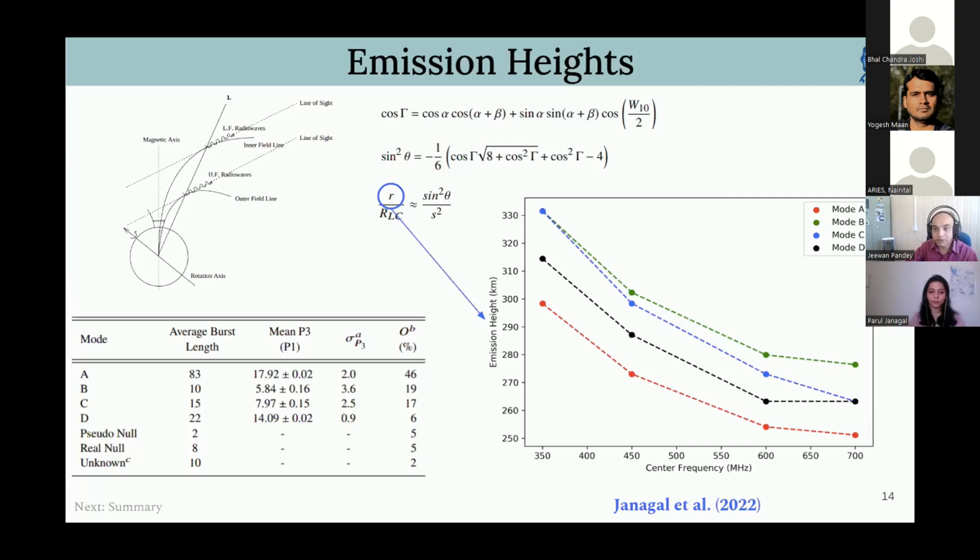Yeah. Thank you, Parul, for your nice talk. I'll move ahead with another talk from Pratik Tarafdar. He's from the Indian Institute of Mathematical Sciences. We'll be talking on the Indian Pulsar Timing Array 3.5-year data release.